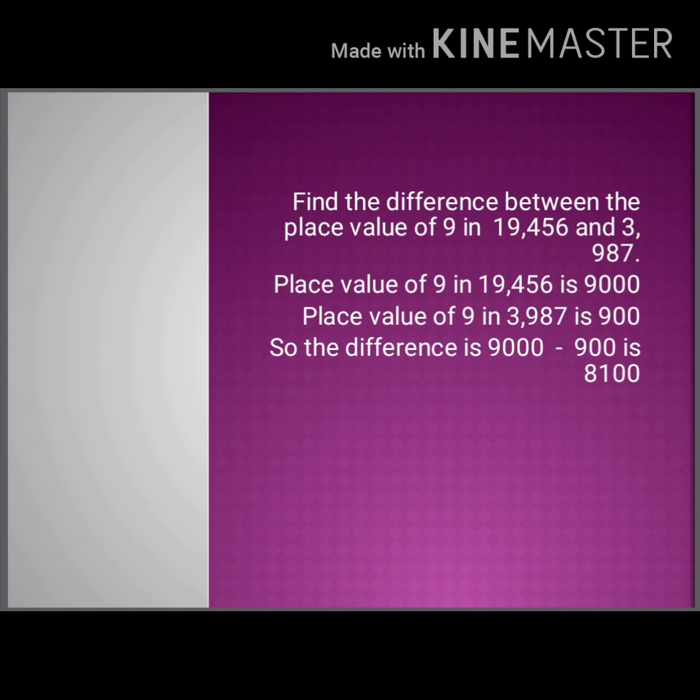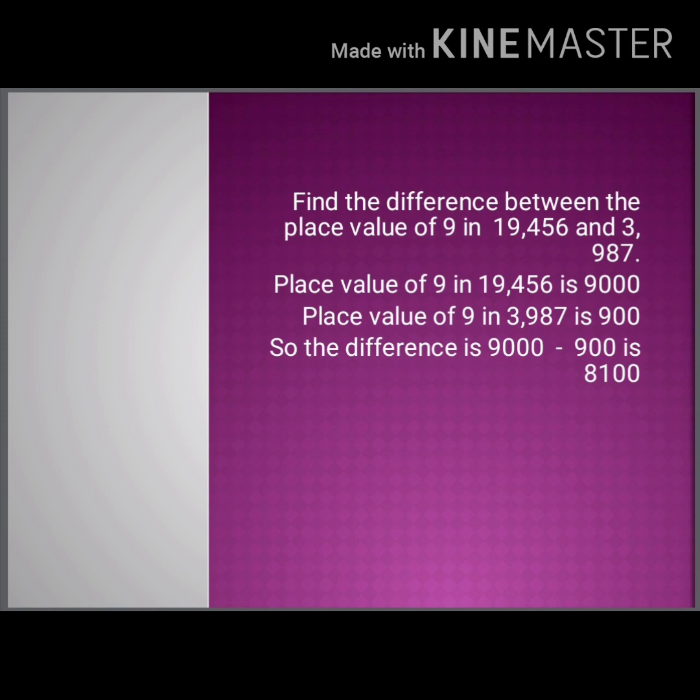the two given numbers. For example, if the numbers are given as 19,456 and 3,987. First you need to write the place value of 9 for the two numbers. So for the first number, the place value is 9,000, and for the second number, the place value is 900.